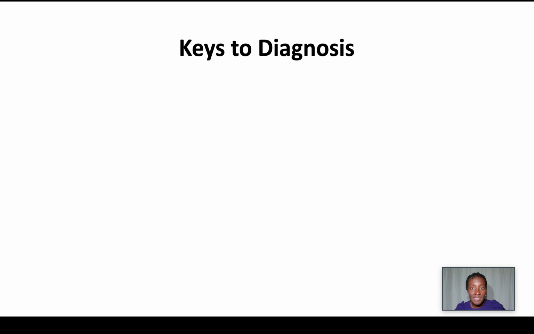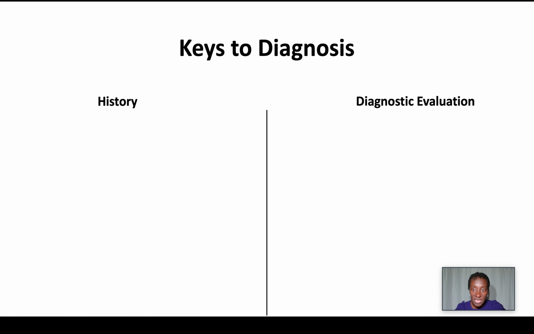Let's talk about the keys to a diagnosis. So you're going to be asking questions to tell you the history, and you're also going to be doing a diagnostic evaluation. The medical history helps you sort out how long this has been going on and what the character of the bleeding is. It also helps you sort out whether this is a problem she's had all her life or this is a new problem, so congenital versus acquired. The family history also helps you sort out congenital versus acquired.